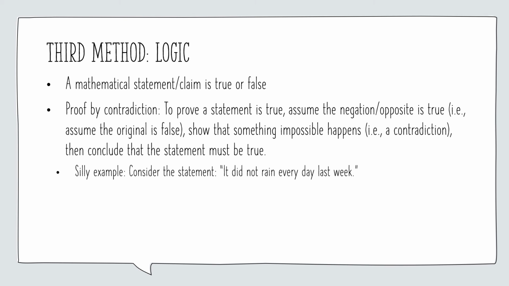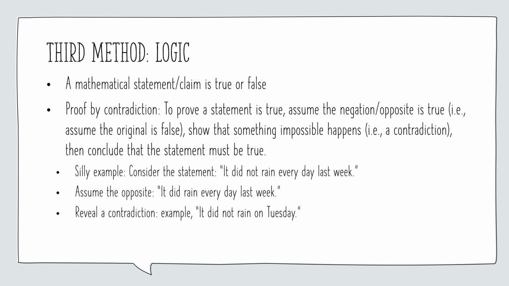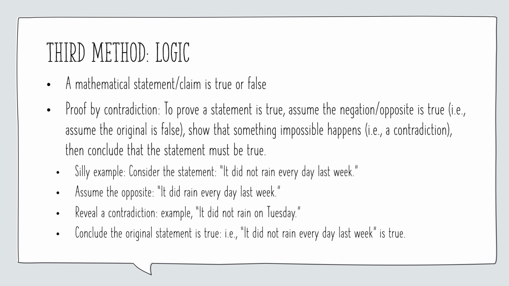So here's just a really silly example. Consider the statement, it did not rain every day last week. If we want to prove that this statement is true, we'll assume the opposite. So assume for a second it did rain every day last week. Well, now we want to show a contradiction. So for example, it did not rain on Tuesday. See how this contradicts with the opposite statement? How can it rain every day last week and not rain on Tuesday? These two things together are impossible. So since the opposite statement can't be true, that must mean that the original statement has to be true.